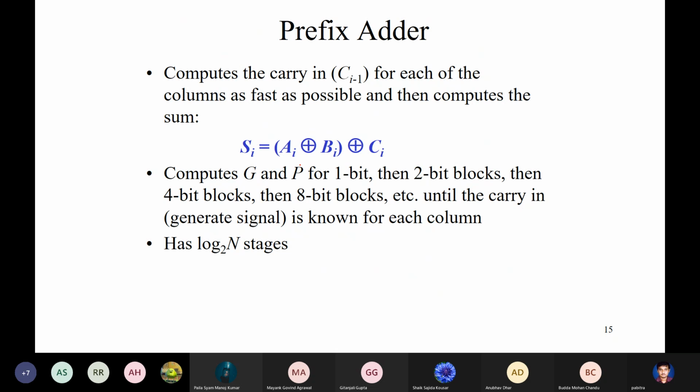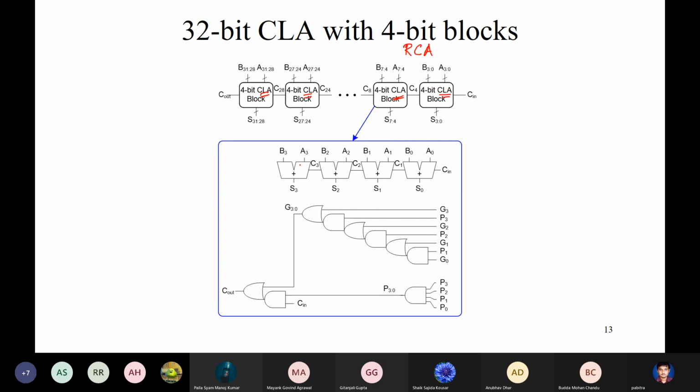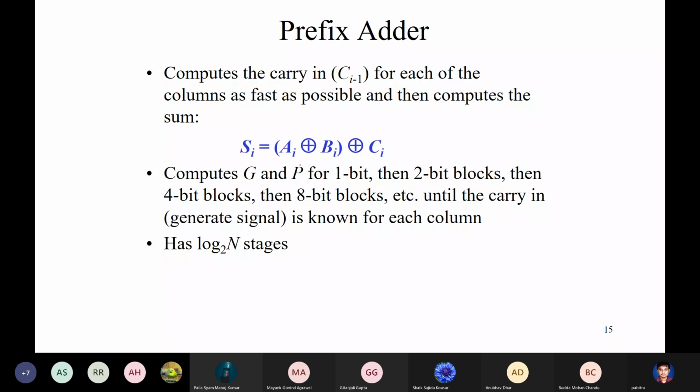This is more useful. Okay, so there are even faster adders. There is something called a prefix adder. Here, every block is of the same size. If we look at this block ripple carry adder, every block is of the same size. So what we can do instead is compute these generate and propagate values for 1 bit, 2 bit, 4 bit, 8 bit, and so on, until you know the carry for every column.